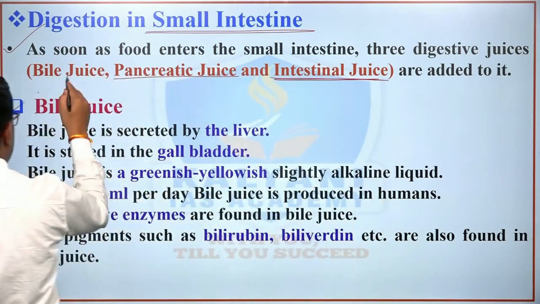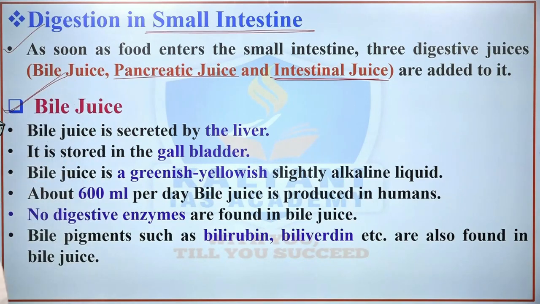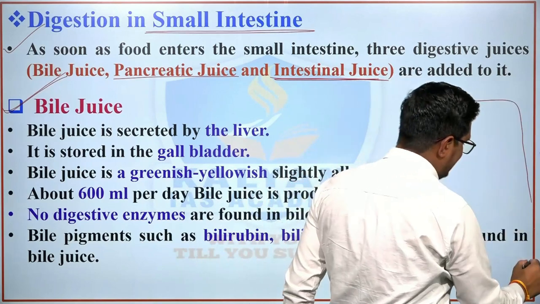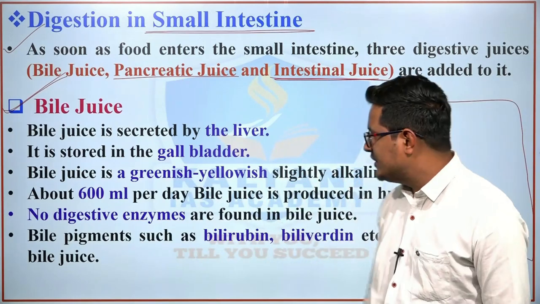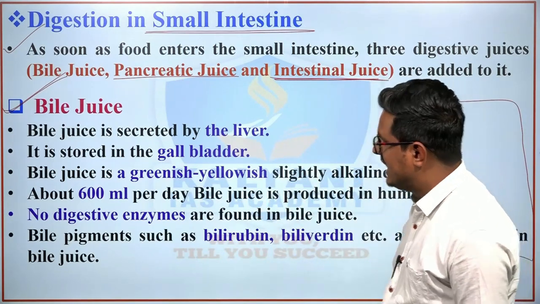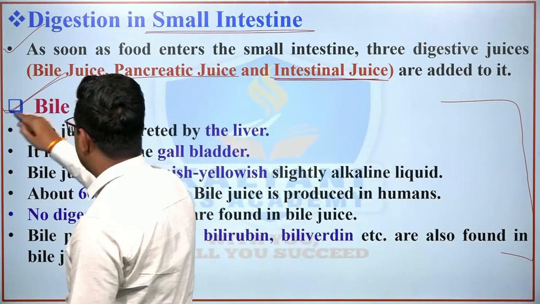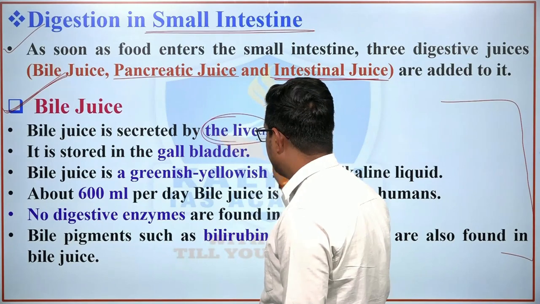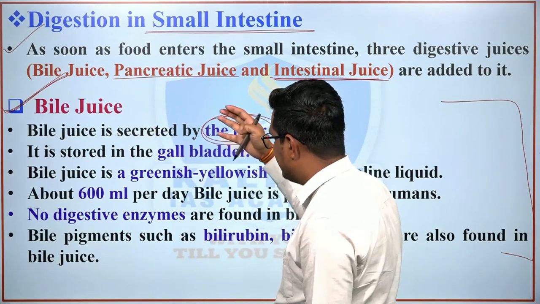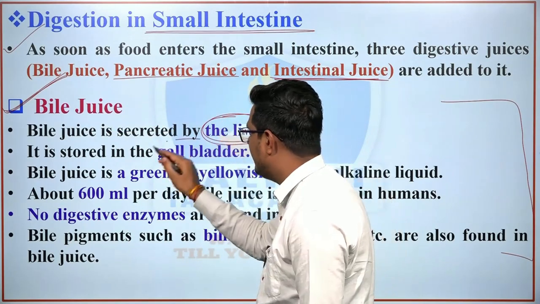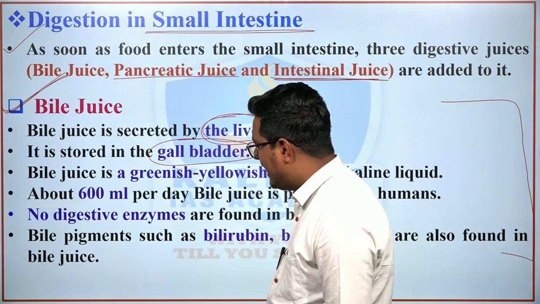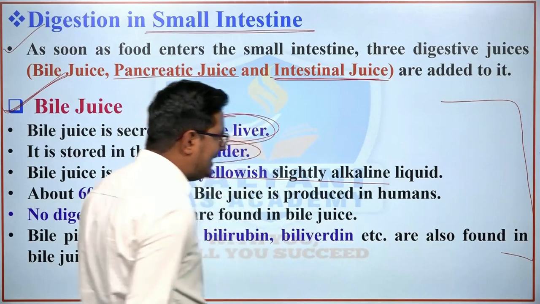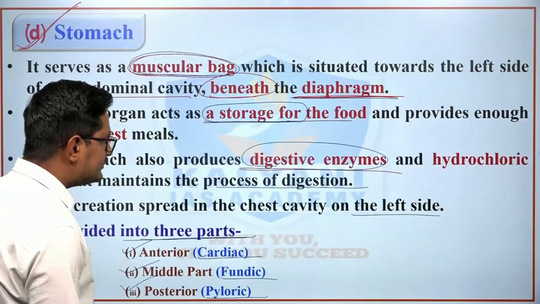The first is bile juice. Bile juice kya hota hai? See, the first is, yahan ka jo every fact hai, this is important for the MCQ's purpose, which may be asked in the MPPSC prelims examination. Bile juice is secreted by the liver, right? So bile juice is secreted by the liver, but it is stored in gallbladder. And bile juice is a greenish, yellowish, slightly alkaline liquid.